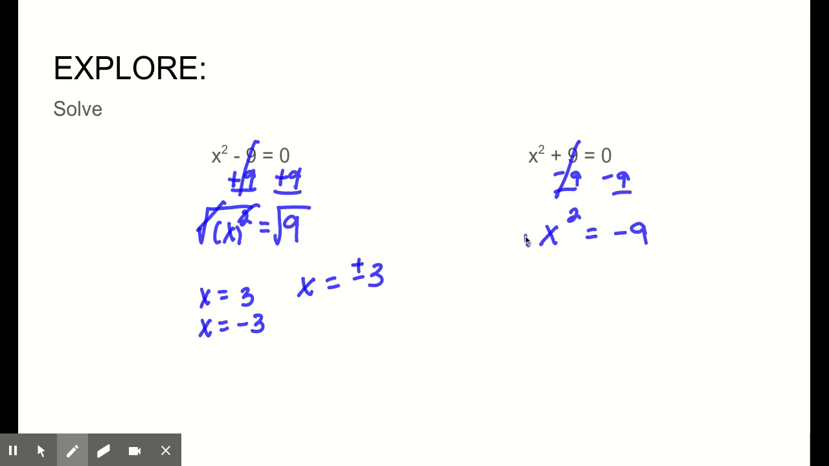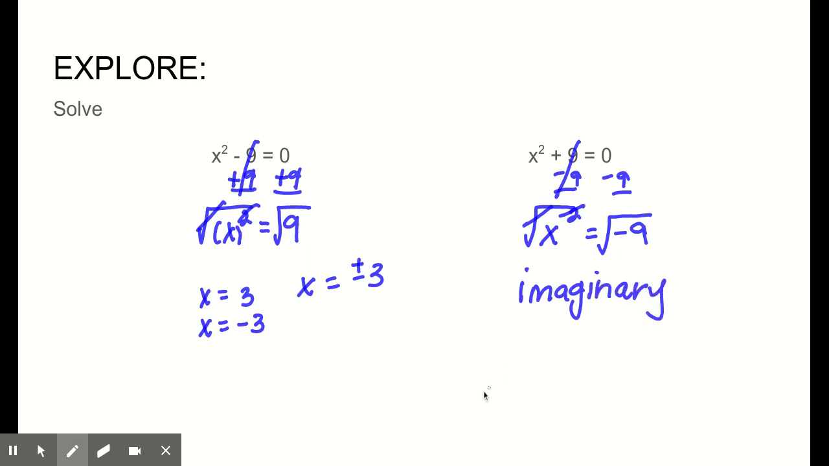Now, if we were to use the same method where we use the radical to undo this, and you were to type the square root of negative 9 into your calculator, it's going to give you an error message. Because again, this is not a real number solution. This is what we call an imaginary solution.